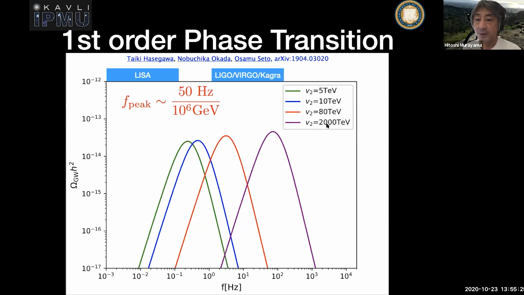It's plotted as a function of different critical temperatures of the phase transitions. Here, green corresponds to 5 TeV. Here's 2000 TeV. That's an energy scale no accelerator experiments have probed yet. So there may be some kind of phase transition happening at those temperatures. Depending on what the critical temperature is, you have different peak wave frequencies. Compared to that, you see the coverage of the ground-based gravitational wave observatories and space-based gravitational wave observatories. So depending on what the temperature is, you might be able to actually see the impact of that kind of phase transition.